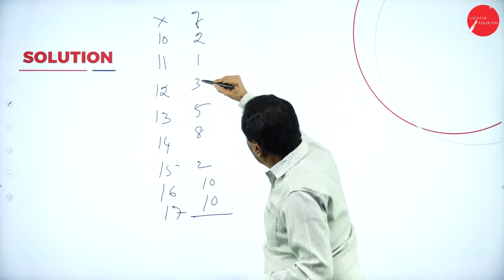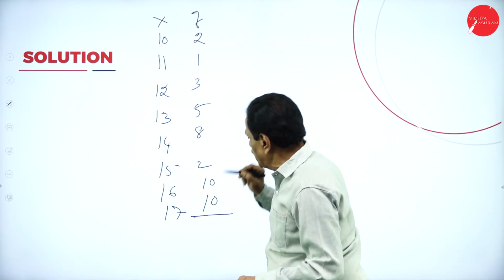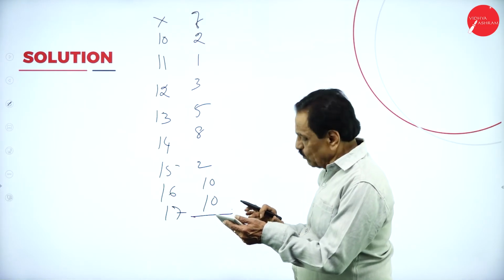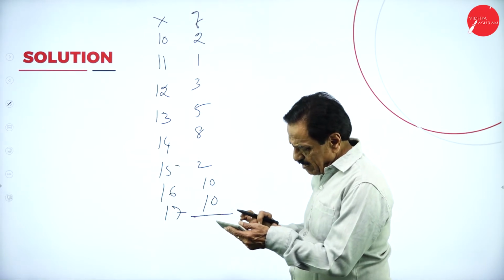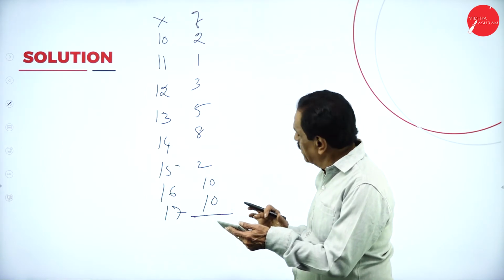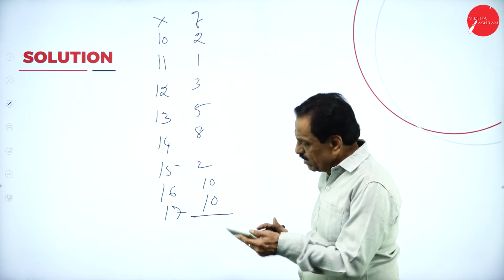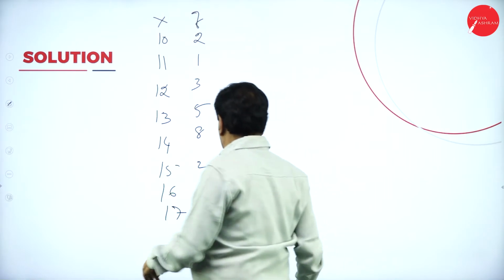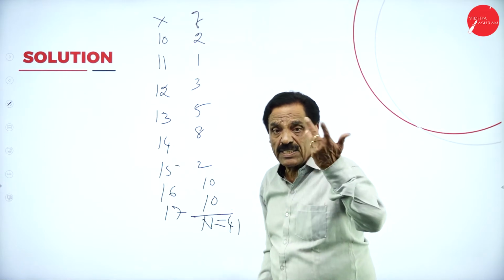2 plus 1, 3. 3 plus 3, 6, 11, 19, 21, 31, 41. So you'll go with the calculator: 2 plus 1 plus 3 plus 5 plus 8 plus 2 plus 10 plus 10 is 41. So n is equal to 41, the total number of frequency. What is the next step?